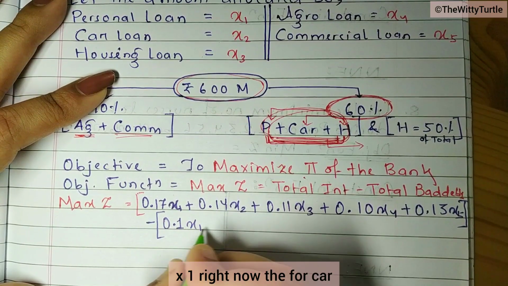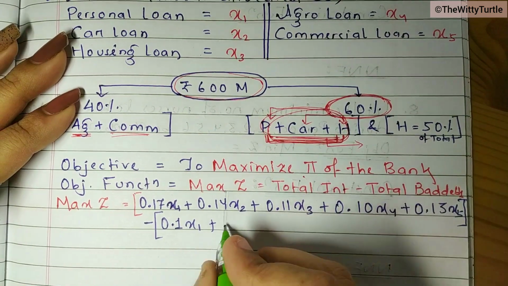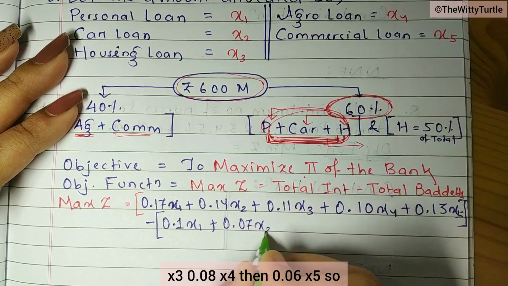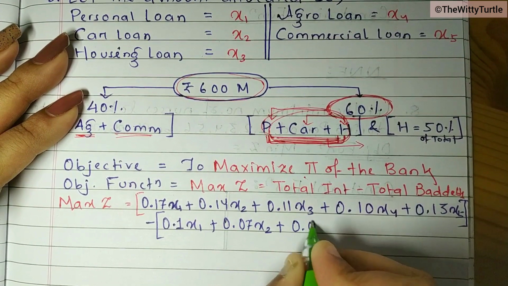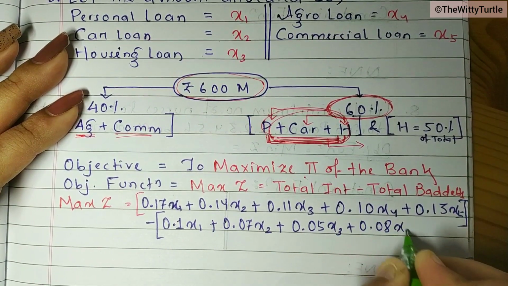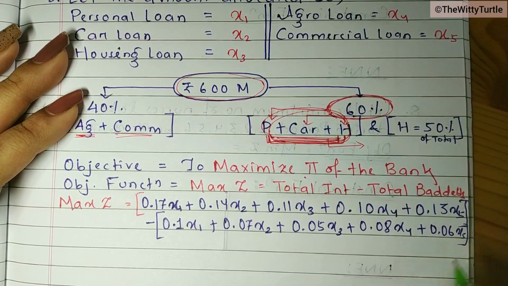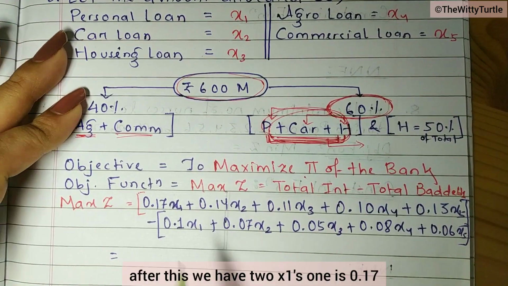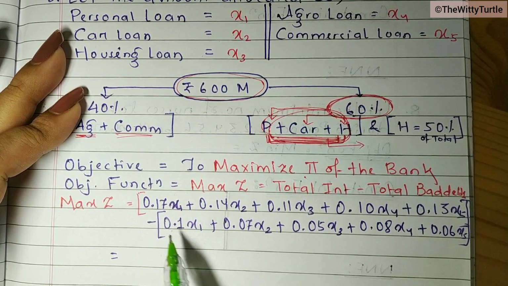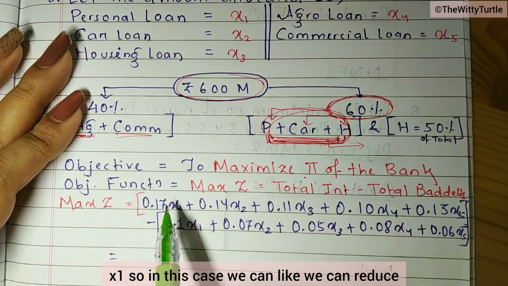0.1 X1, right? Now for car, what is the probability of bad debt? 7%. So it will be 0.07 X2, then 0.05 X3, 0.08 X4, then 0.06 X5. So after this, we have two X1s. One is 0.17 X1 and one is 0.1 X1. So in this case, we can reduce this.